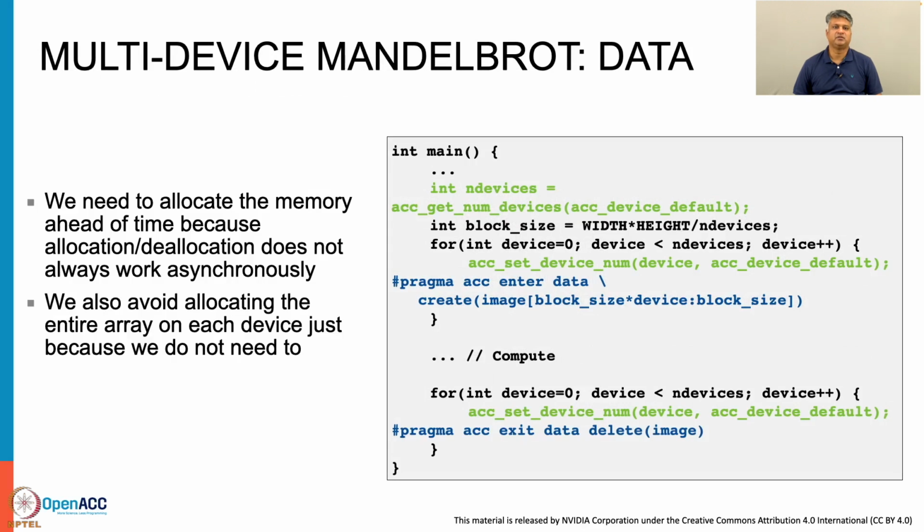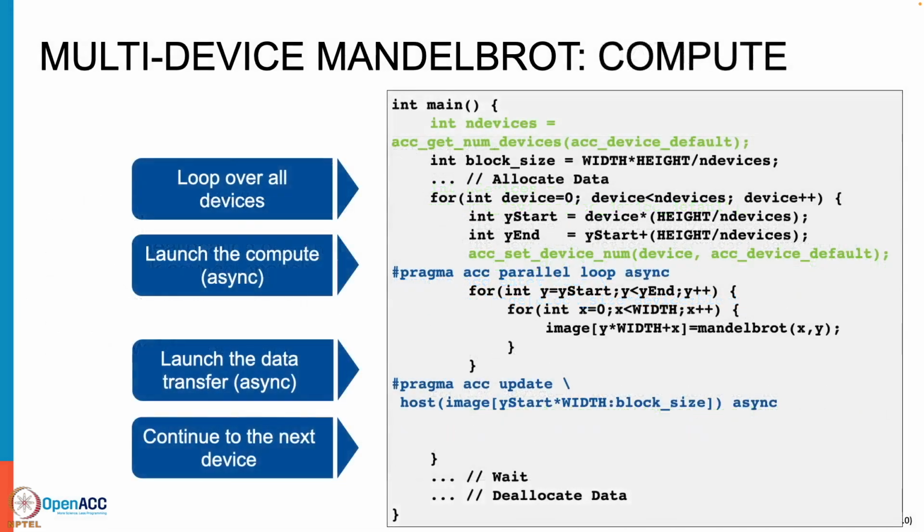We need to allocate the memory ahead of time because allocation and deallocation do not always work synchronously. We also want to avoid allocating the entire array on each device just because we do not need to. So first, we loop over all devices. We launch the compute asynchronously. Then we launch the data transfer asynchronously, and then we continue on to the next device. So we are doing this device by device. And then finally, we have to deallocate the data.